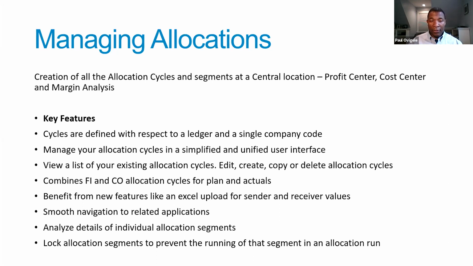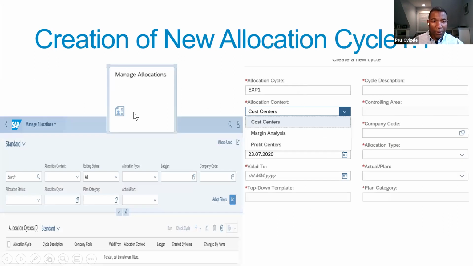You can analyze details of the segments, and you can lock allocation segments, which was available in ECC, to prevent running of that segment. That's the Manage Allocation app. So here's a screenshot of the app itself. That's standard Fiori. As most Fiori apps have, at the top it has different filtering fields.